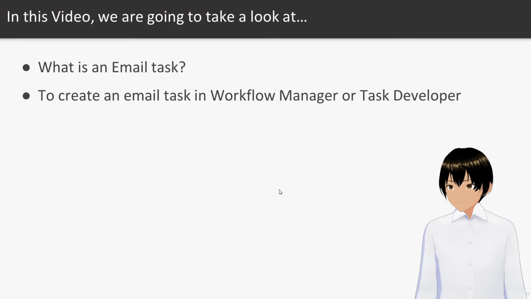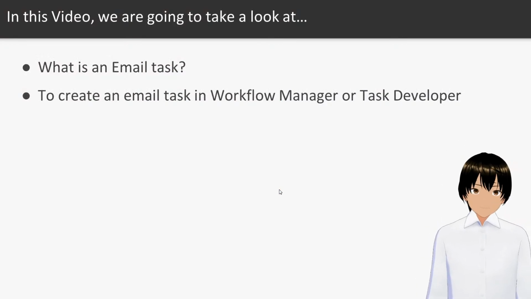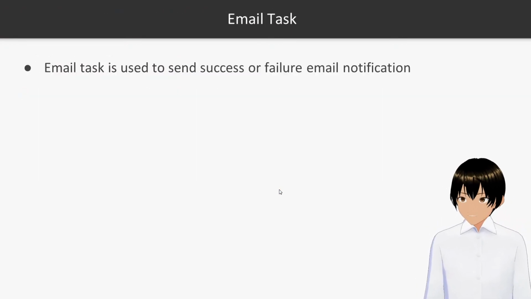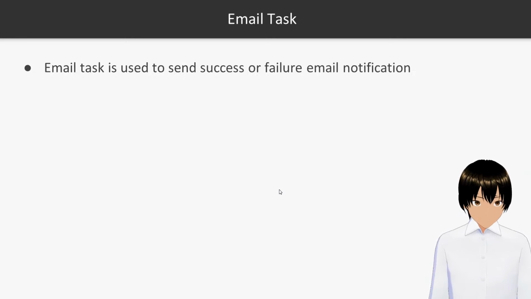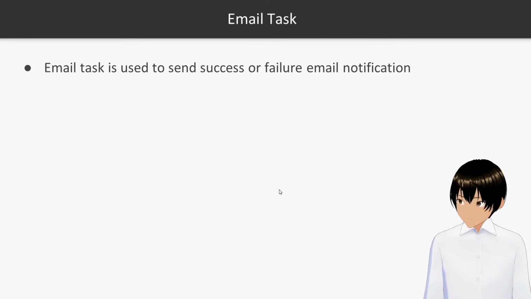Welcome back. In this video, we'll learn what email task is. Then we'll create an email task in Workflow Manager or Task Developer. Email task is used to send success or failure email notifications. You can use email task to send an email notification in order to inform of the success or failure of a particular path of the workflow. You can use email server to send the email notification. Your admin team will configure the email server with Informatica to send the notification.